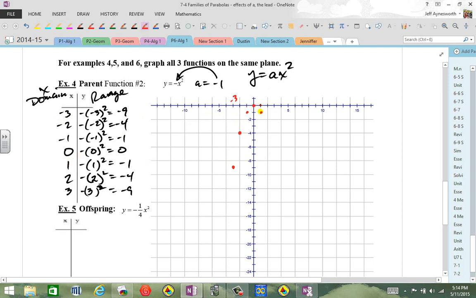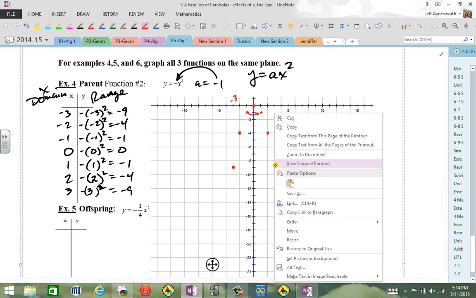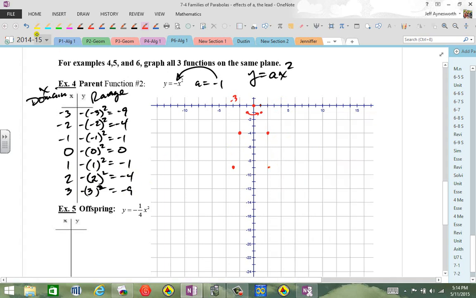Ooh, I see symmetry going on here. Ooh, look at that reflection right there. It's going down. Okay. Ooh, 2, negative 4. So right 2, down 4. Right 3, down 2, 4, 6, 8, 9. Right about there. Okay, let's sketch.